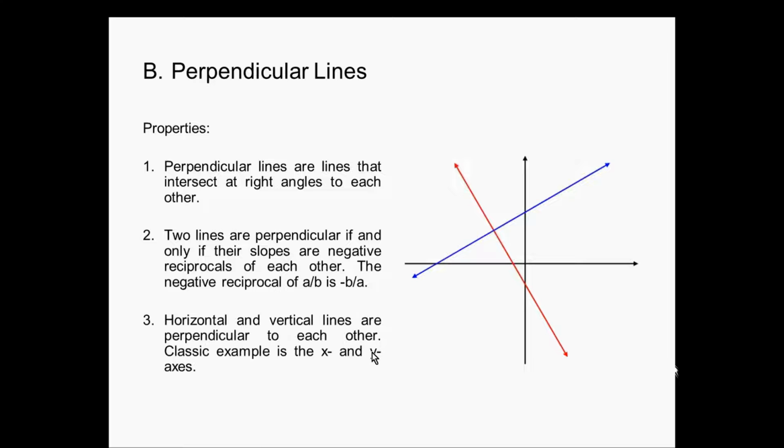The third thing is horizontal and vertical lines are perpendicular to each other. The classic example, the x and y axes.